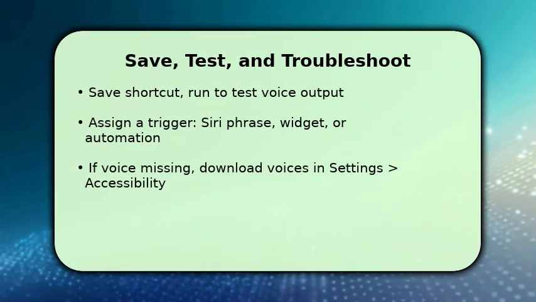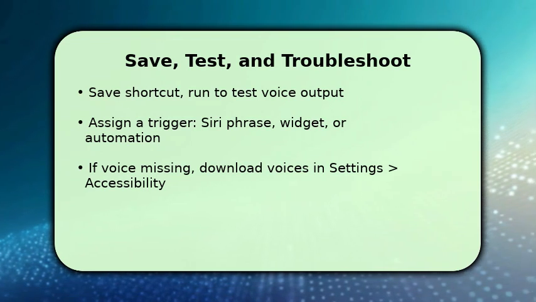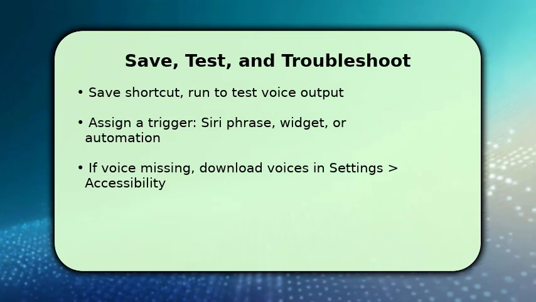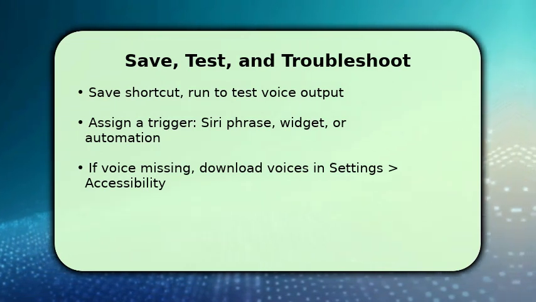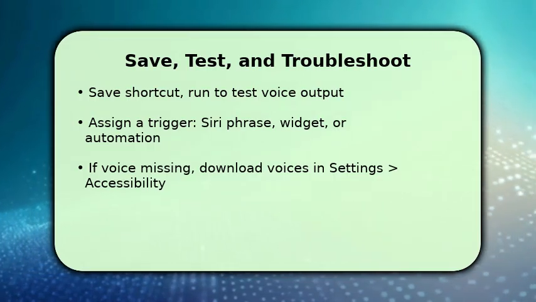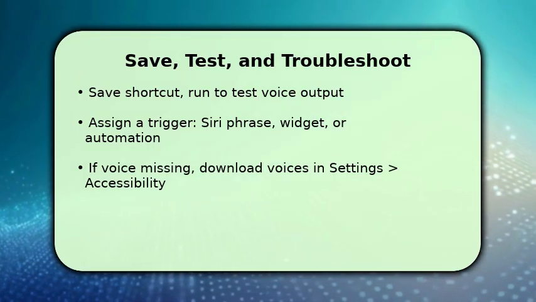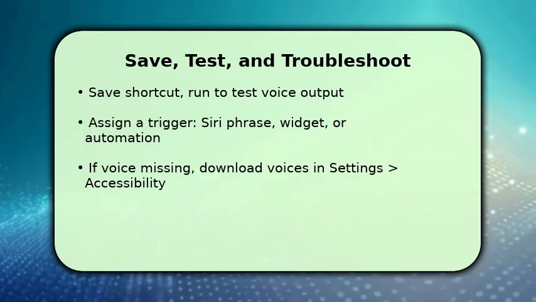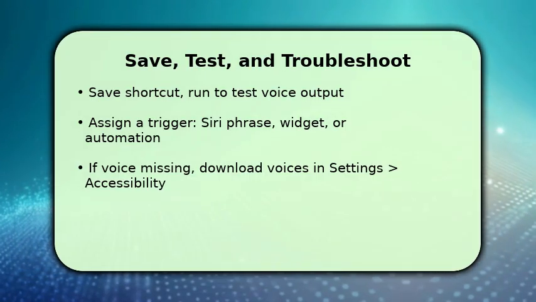Once done, assign a trigger, set a Siri phrase, add a home screen widget, or create an automation so it runs hands-free. If the voice option isn't available or plays a default voice, make sure the specific voice is downloaded in Settings, Accessibility, Spoken Content, Voices, then restart Shortcuts.